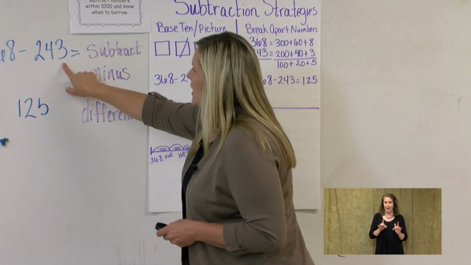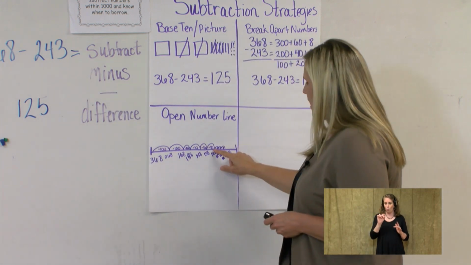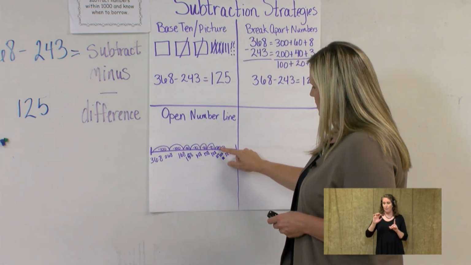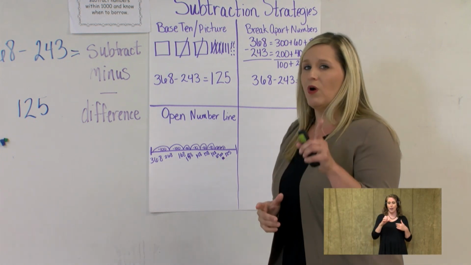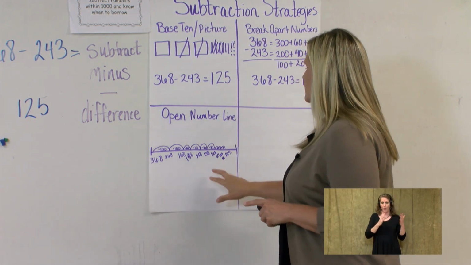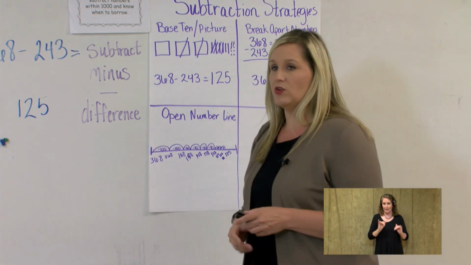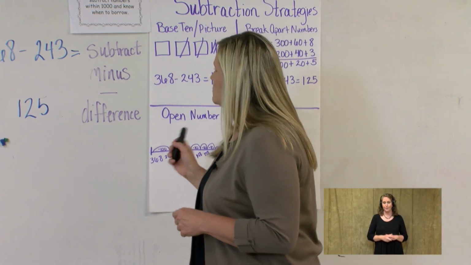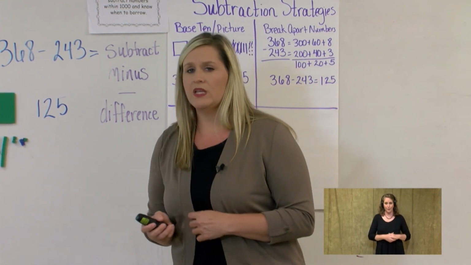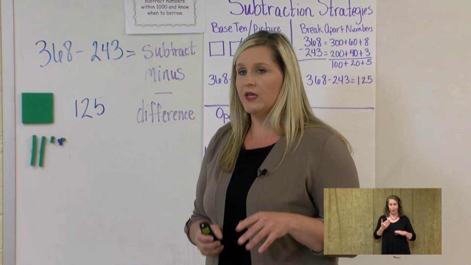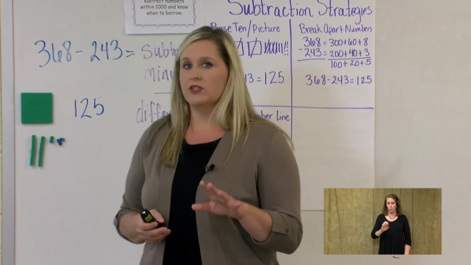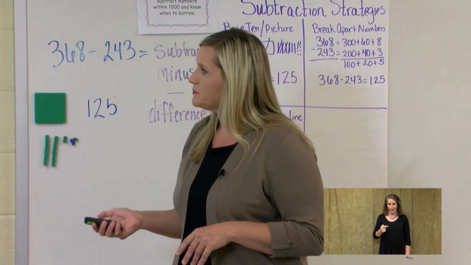Then I had to subtract 3 ones, so I had to back up again, minus 1, minus 1, minus 1, and I ended up with 125. So all 3 of my strategies, I ended up with the same answer or the same difference, and that's what we want to see happen. Now, I know that you've done some subtracting already without regrouping, so I want to go ahead and get into talking about our regrouping.